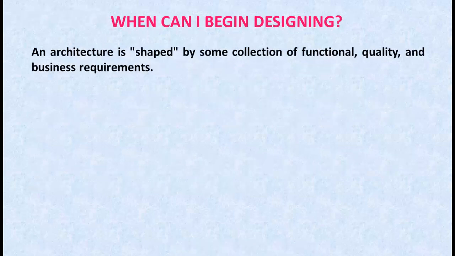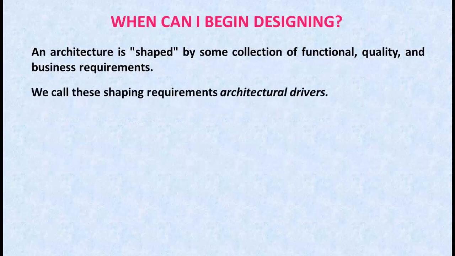Coming to when we can begin the design. A life cycle model shows the design of the architecture as iterating with preliminary requirement analysis. Clearly, we cannot begin the design until we have some idea of the system requirements. On the other hand, it does not take all the requirements in order for the design to begin. So, an architecture is shaped by some collection of functional, quality, and business requirements, and we can call these shaping requirements architectural drivers.